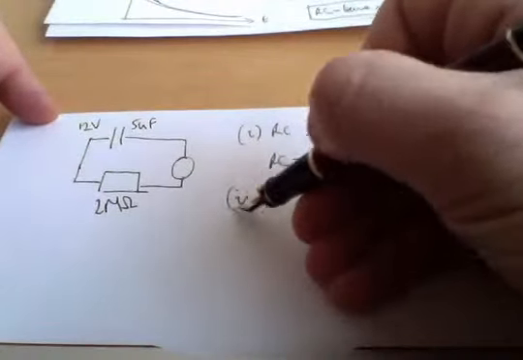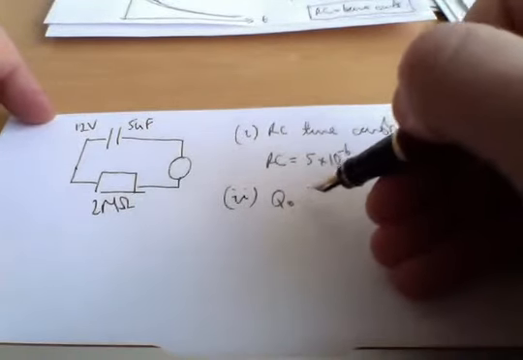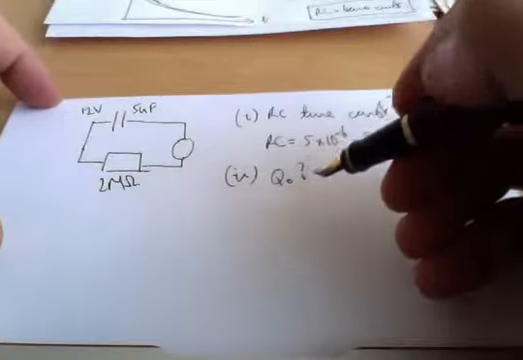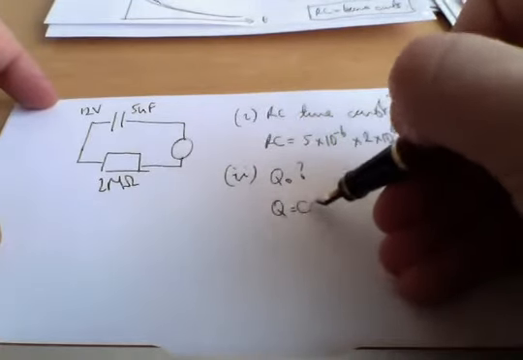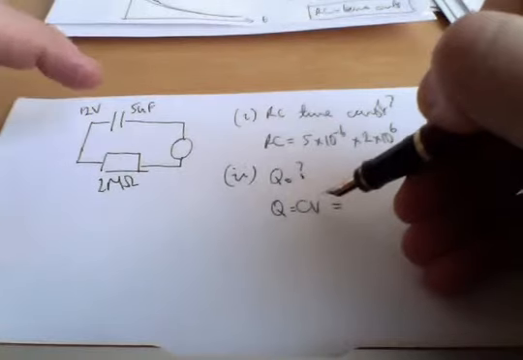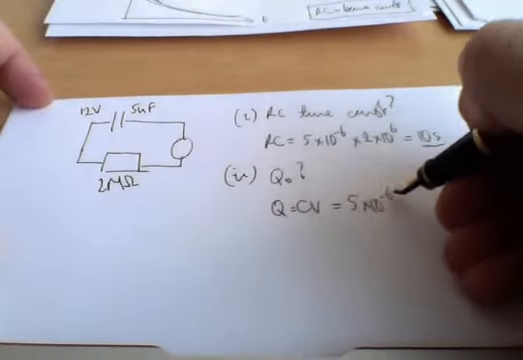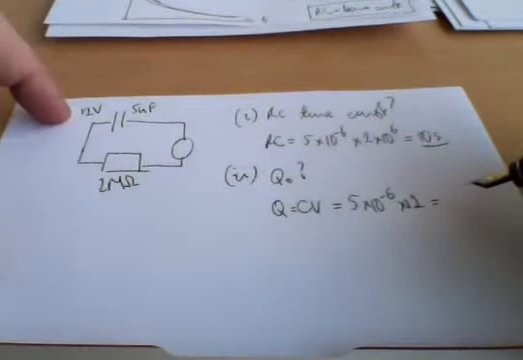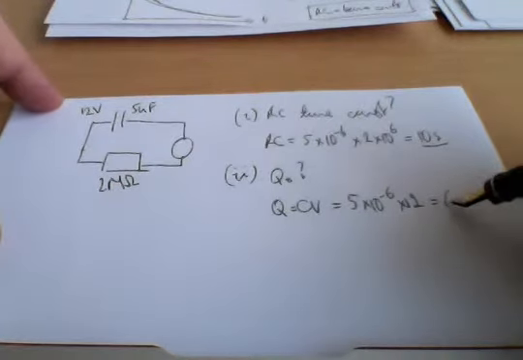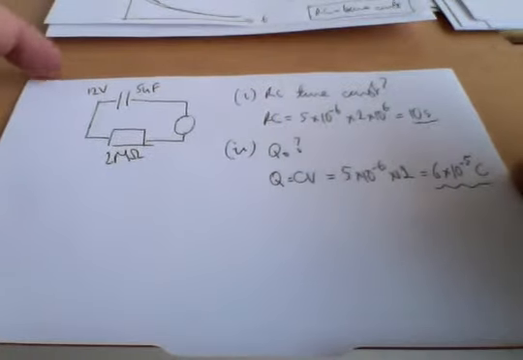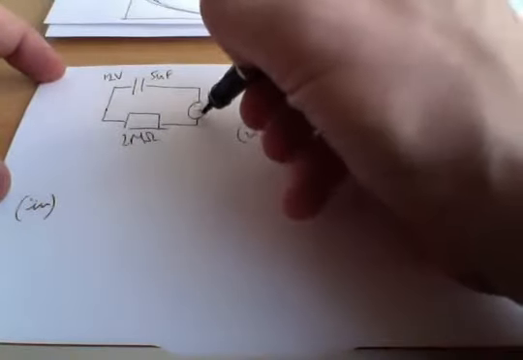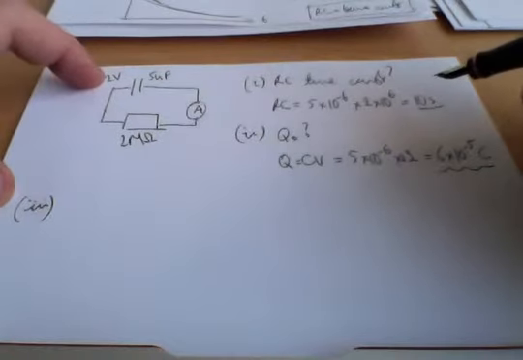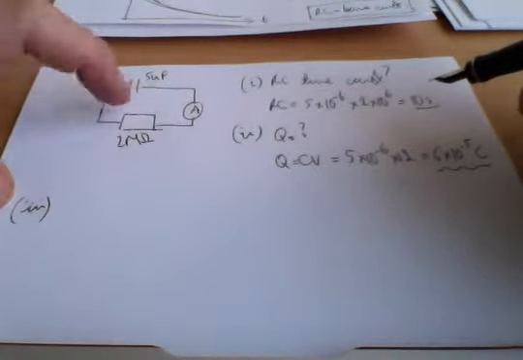Okay then, 2. What's the initial charge? Well, we can say that Q is CV, so the voltage that I've charged it to multiplied by the capacitance. 5 times 10 to the minus 6 is my capacitance, and I've got 12 volts across it, and that gives me 6 times 10 to the minus 5 coulombs present. Okay, initially I'm going to get a current flowing based on the initial voltage, but then obviously the voltage starts to decrease as more charge flows off.